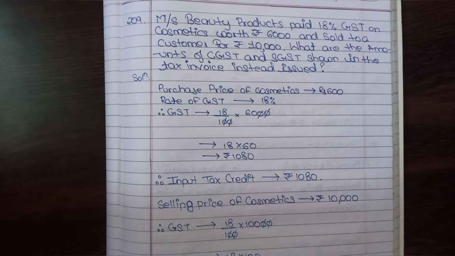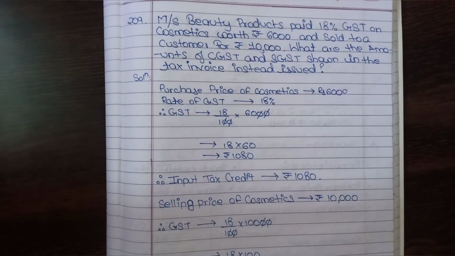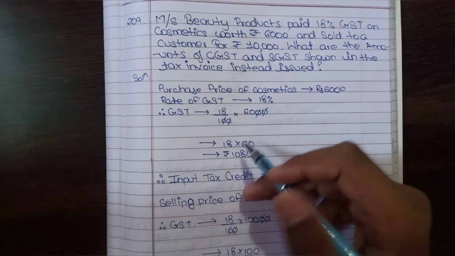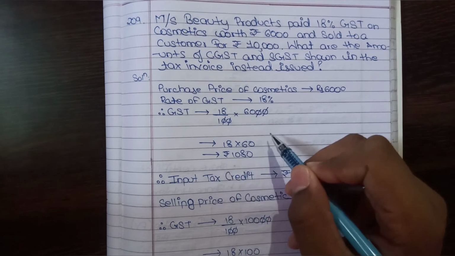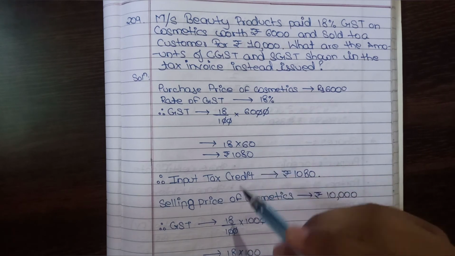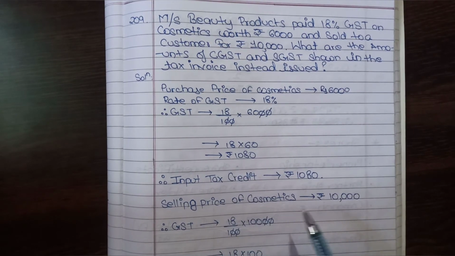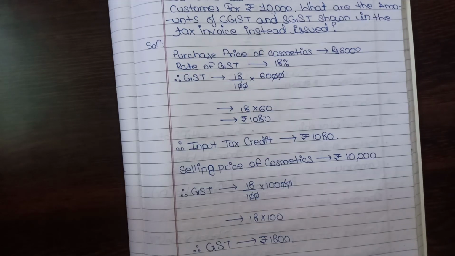So first of all, purchase price of cosmetics is rupees 6,000. Rate of GST will be 18%, therefore GST equals 18 upon 100 into 6,000. Now 0 will get cancelled and we'll get 18 into 60, which is rupees 1080. Therefore input tax credit is rupees 1080. Now we'll find the selling price of cosmetics, which is rupees 10,000, and we'll find the GST on it. So GST on it equals 18 upon 100 into 10,000, which is 18 into rupees 100. Therefore we'll get our GST rupees 1800.